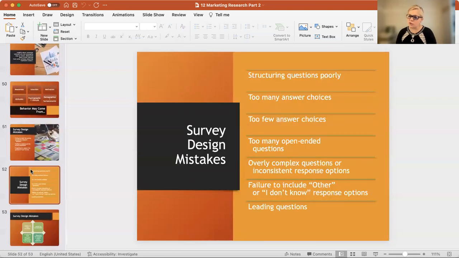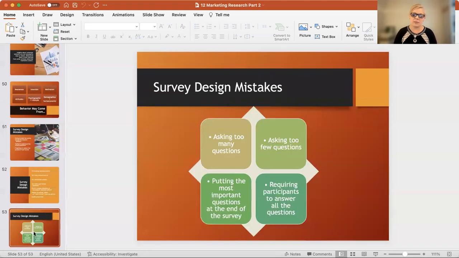Some of the other things: they structure the questions poorly. There are too many answer choices, which confuses respondents, or too few, and I'm like, well, I guess I have to choose one of these. You forced me into it. You've told me blue is the most beautiful color ever, yes or no? Okay. There are too many open-ended questions, and we get survey fatigue. People don't want to finish. There are overly complex questions or inconsistent responses. Failure to include "other" or "I don't know." A lot of times that will happen, and leading questions like I talked about before.